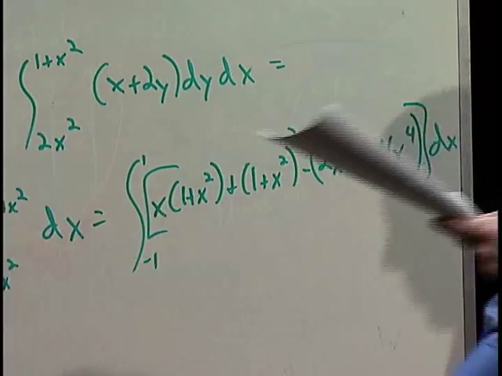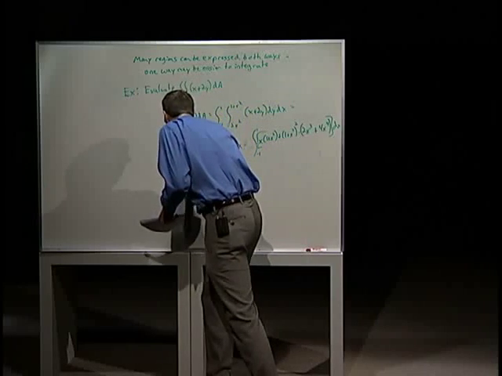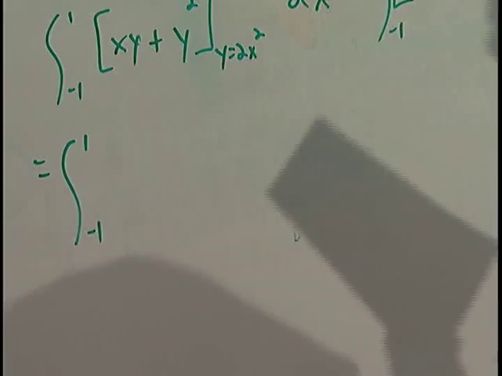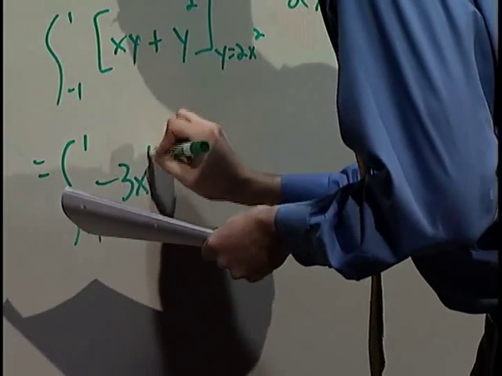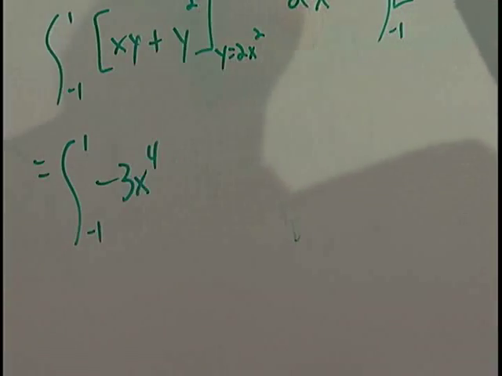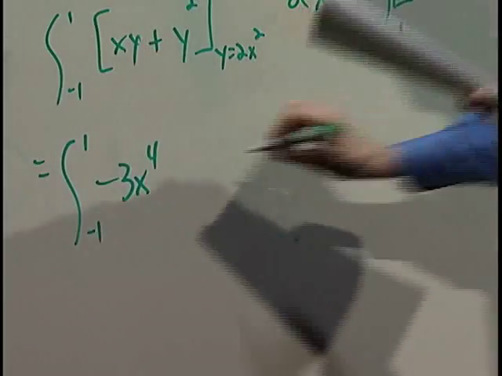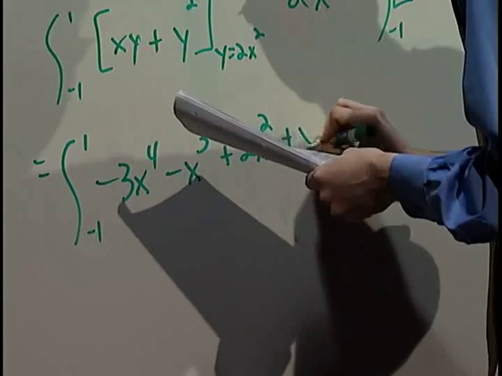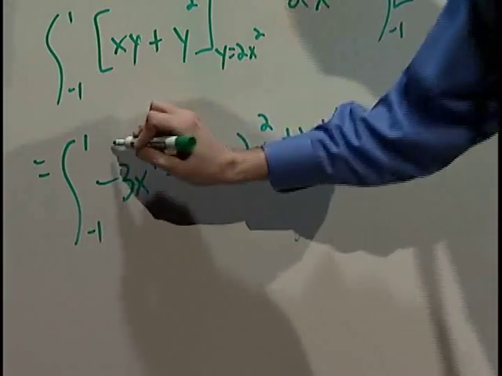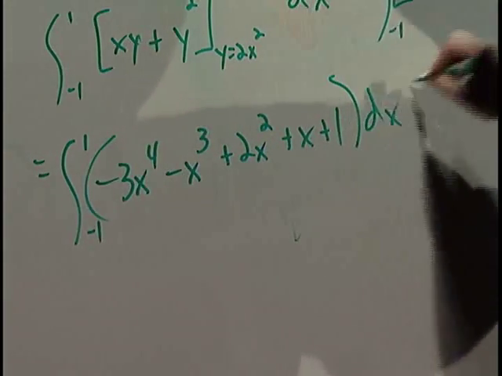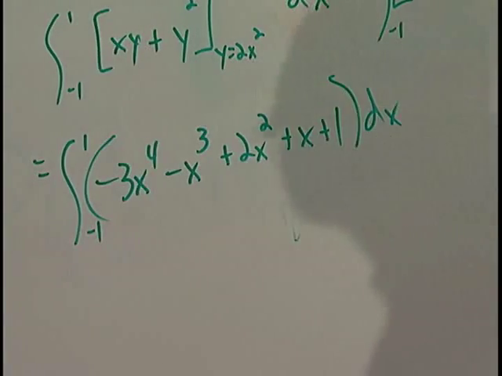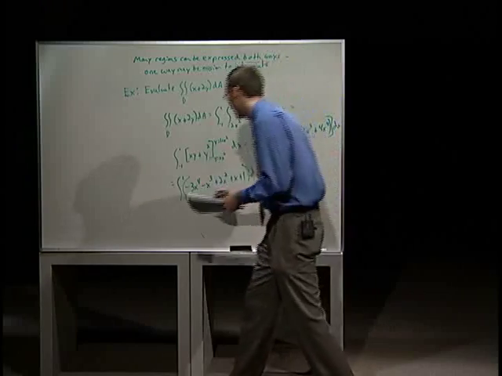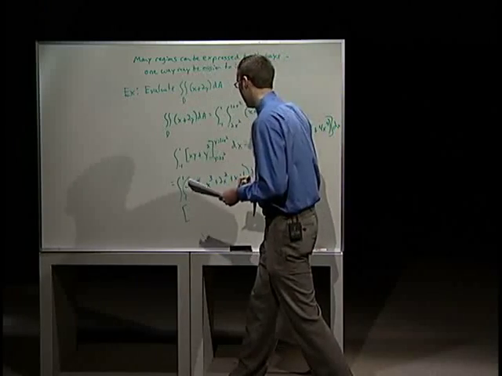Okay. So if you do all that out, what in the world do you get? Integral from -1 to 1. If you combine all this up, in theory, this is all right. You get -3x to the fourth minus x cubed plus 2x squared plus x plus 1. So if you combine all that up, that's what you get. So you have this thing in terms of x now. And if you go ahead and crank that out, what do you get here?